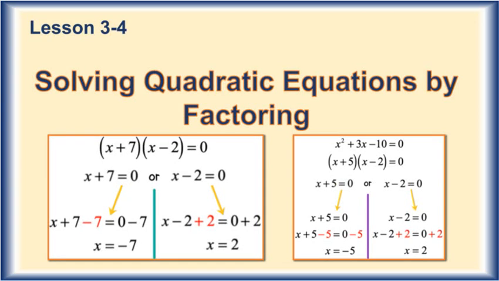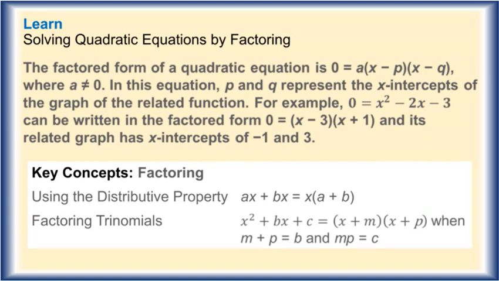Lesson 3-4, solving quadratic equations by factoring. Now we've solved quadratic equations by graphing. So factoring is another form of doing this. The factored form of a quadratic equation is 0 equals a times (x minus p) times (x minus q), where a cannot equal 0. In the equation, p and q represent the x-intercepts related to the function.